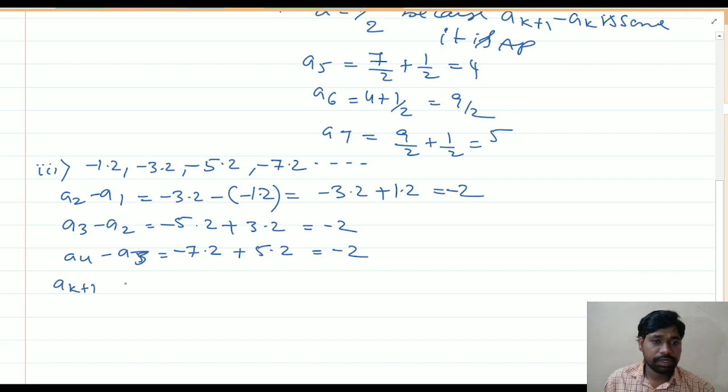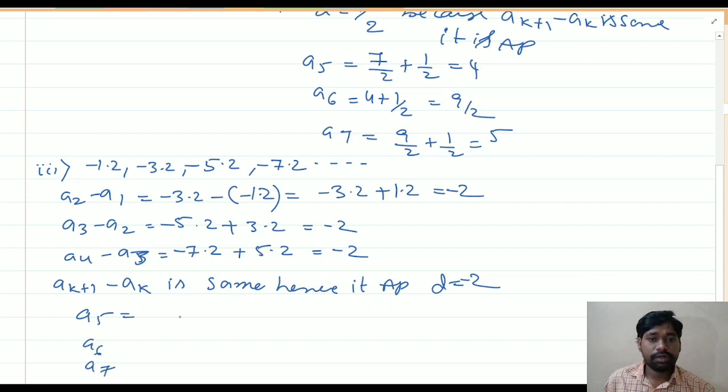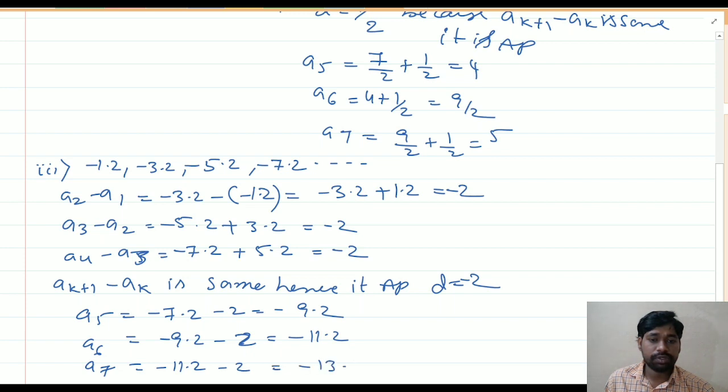A(k+1) minus A(k) is the same, hence it is an AP. The common difference is equal to minus 2, so minus 2 will go on adding. So the 5th term, 6th term, 7th term: adding to that, it is minus 7.2 minus 2, minus 9.2. Minus 9.2 minus 2 is equal to minus 11.2. Minus 11.2 minus 2 is equal to minus 13.2.